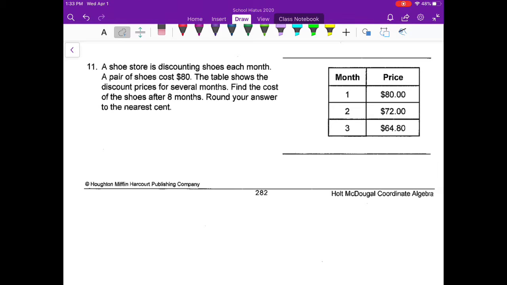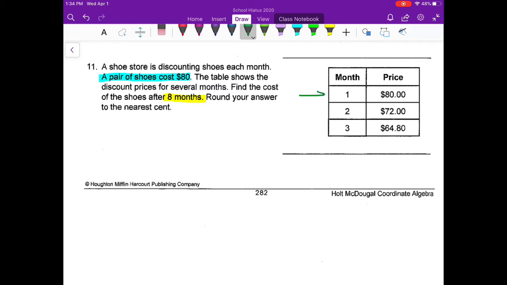Let's look at some applications of geometric sequences. A shoe store is discounting shoes each month, and a pair of shoes costs $80. The table shows a discount for the prices of shoes for several months, and we are asked to find the cost of the shoes after 8 months.